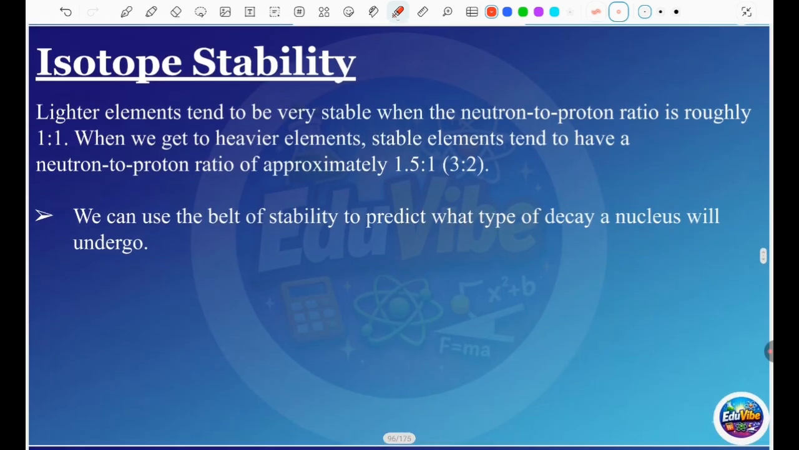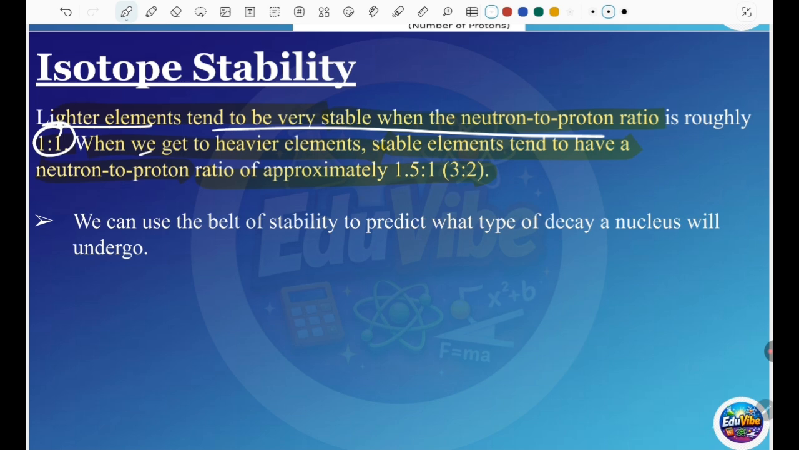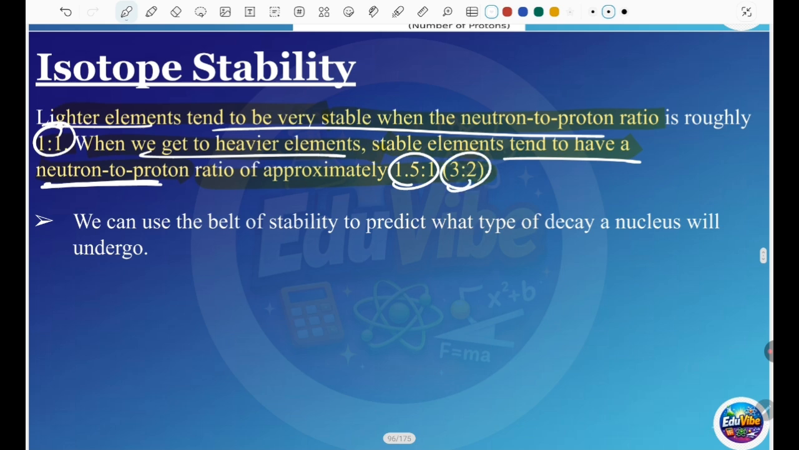So isotope stability. What is that? The lighter elements tend to be stable when the neutron to proton ratio is roughly 1:1. When we get the heavier elements, the stable ones tend to have a neutron to proton ratio of approximately 1.5:1, or 3:2. Because of this difference in the neutron to proton ratio, we will discuss the belt of stability.